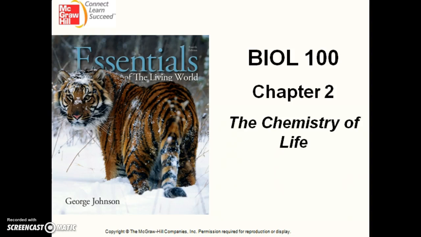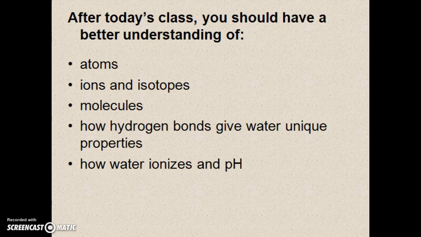Hi there, and welcome to Chapter 2, called The Chemistry of Life. In this chapter, we're going to discuss the building blocks of cells, which are molecules, and we're going to discuss what molecules are made of, which is atoms. After today's lecture, you should have a better understanding of atoms and what they're made of, as well as ions and isotopes in relation to biochemistry.